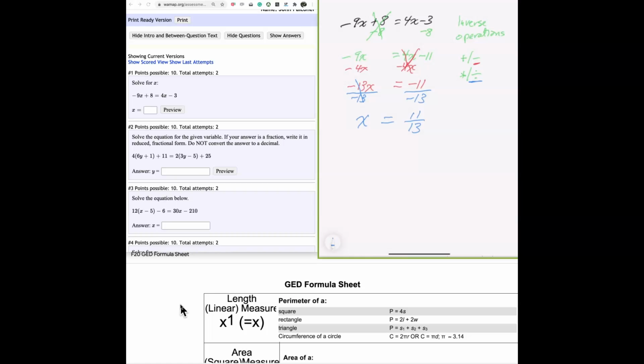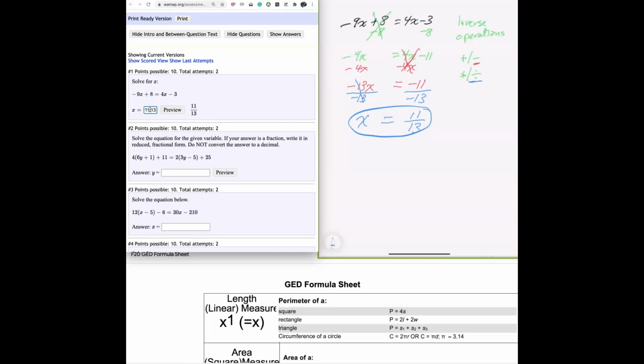So x, this is the answer. X is equal to 11/13. And we can demonstrate this. If you're taking the test, you won't have time to prove it, but I'm going to show you that this is the correct answer. You would just fill in your answer here, 11/13 here, and it will show you the formatting. That looks good. And let me just work this problem back in.